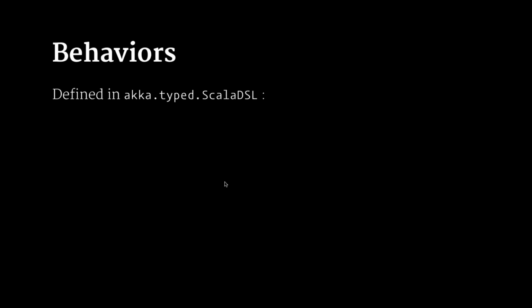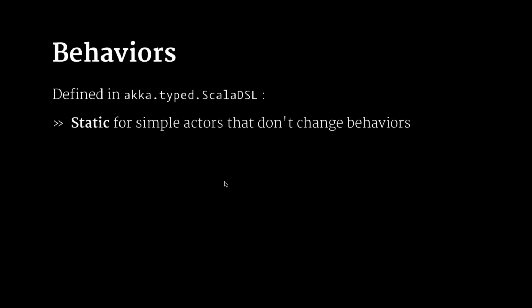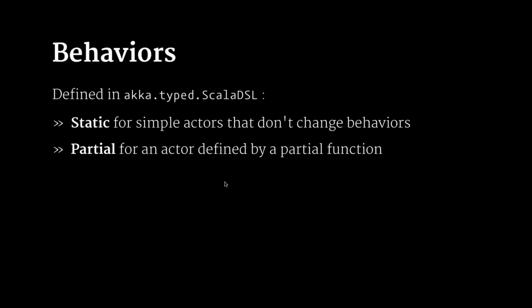Let's look at some of these behaviors defined on the Scala DSL object of the Akka Typed library. The simplest one is called static. Static defines a behavior for an actor that doesn't change its behavior, so it doesn't use what we know as context.become. Static is the simplest possible example, and this is what we'll use for the little code example that I brought for you today.